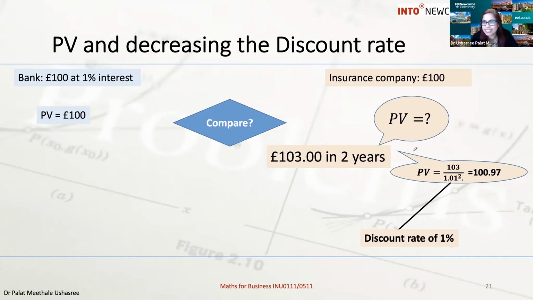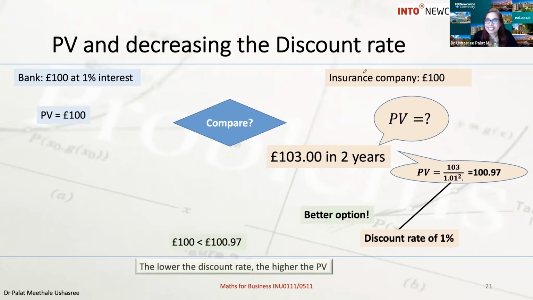Now, which option is better? This is a better option, isn't it? So the lower the discount rate, the higher the present value, isn't it? So that is the story of discount rate, present value, and the time value of money. Okay.